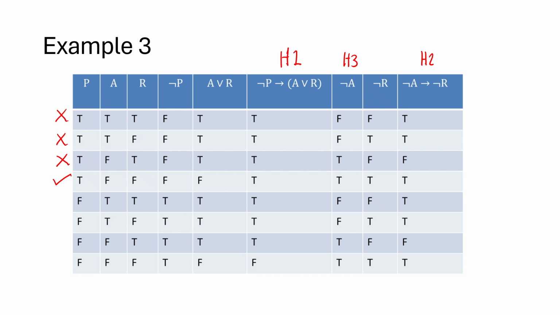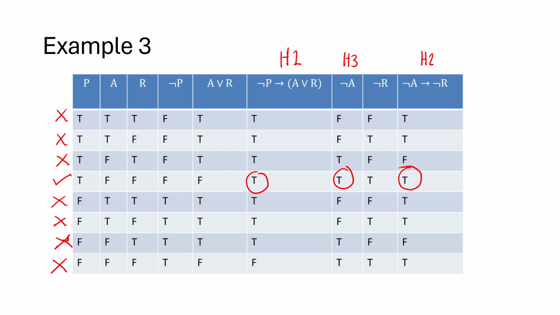Next row, H3 is again false, so that's not relevant to us. Again, H3 is false on the next row, so this is not relevant either. This row here, the row before the last, H1 is true, H3 is true, but H2 is false, so again, that's not interesting to us. And finally, the last row, H1 is false, so that's not interesting either. So there is only one row where all three of our hypotheses are true.